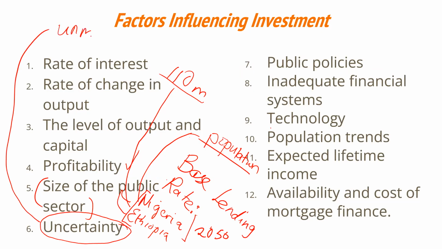Uncertainty, if we were to describe it in two words, is just unmeasured risk. You normally hear the words risk and uncertainty being used interchangeably. They are not the same. Risk is empirical or measurable. It's a measurable probability of an event happening or not happening.